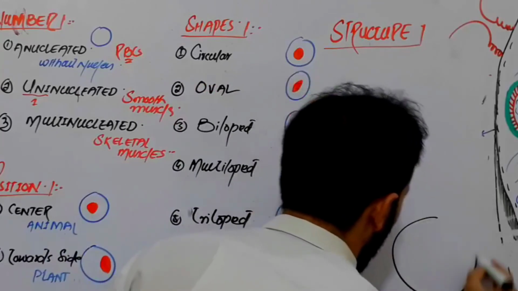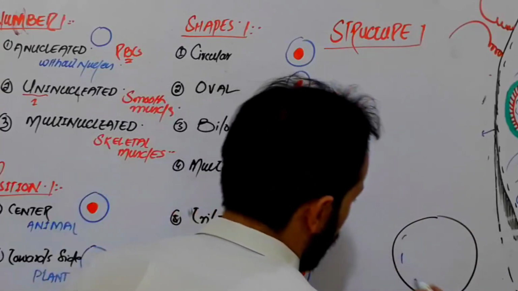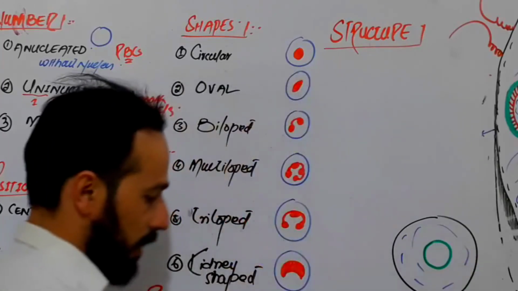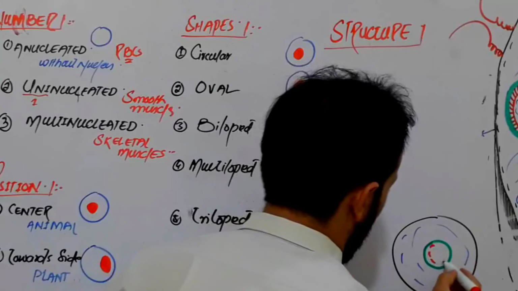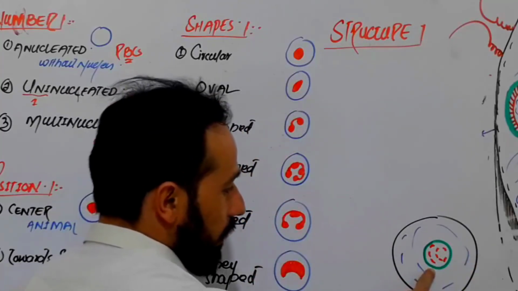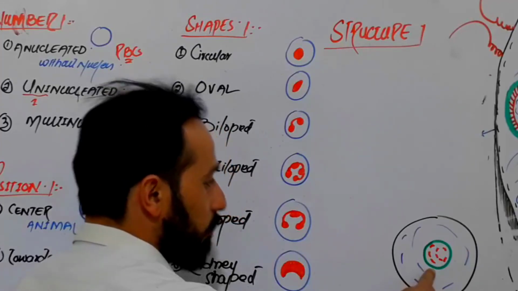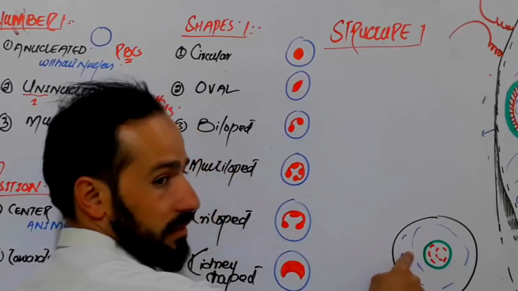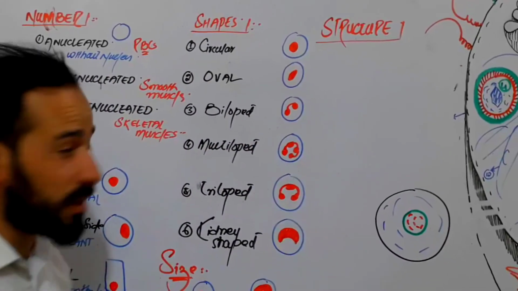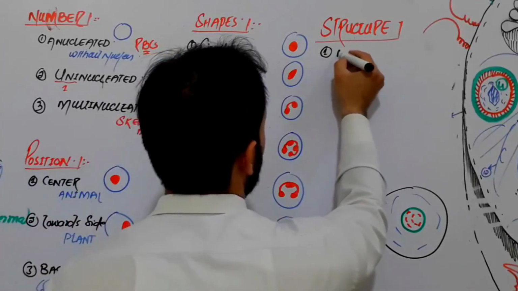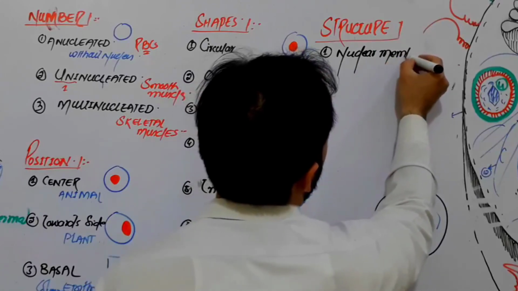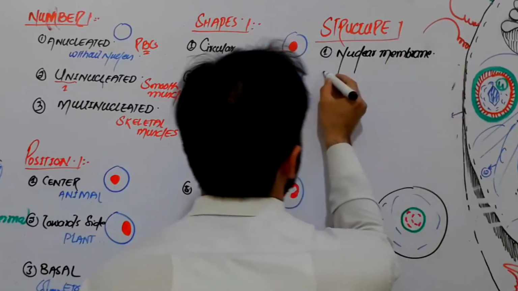For example, this is a cell, and this is the cytoplasm of the cell, and here we have the nuclear membrane, and then we have nucleoplasm. This is the nucleoplasm, right? So this green, as you can see here, is an envelope, or a membrane which separates the nucleoplasm from cytoplasm. This membrane is called the nuclear membrane. So first of all, a typical nucleus has a nuclear membrane, or we call it nuclear envelope, right?